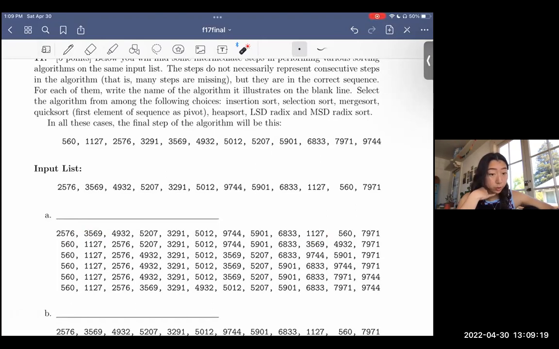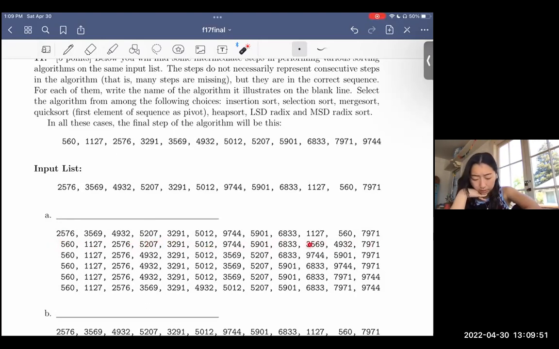I don't think it's merge sort either, because in merge sort, what we'd see is first pairs get sorted relative to each other. However, that's not happening. We had this big movement right away, so it's not merge sort. Now let's look at quick sort. This would take the first element of the sequence as the pivot. So if it were quick sort, we'd see all the elements less than 2, 5, 7, 6 on one side, and all the elements that are greater than 2, 5, 7, 6 on the other side.